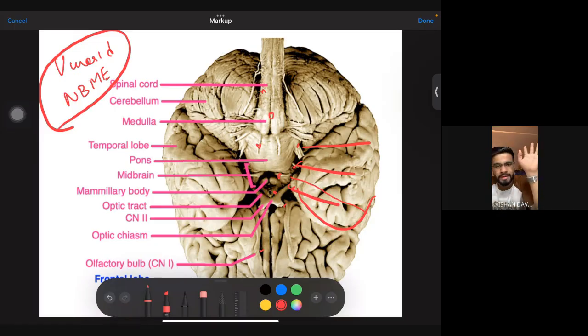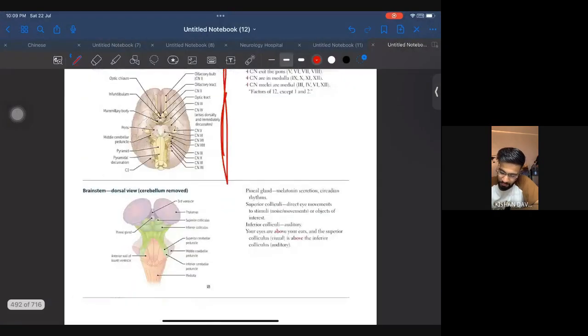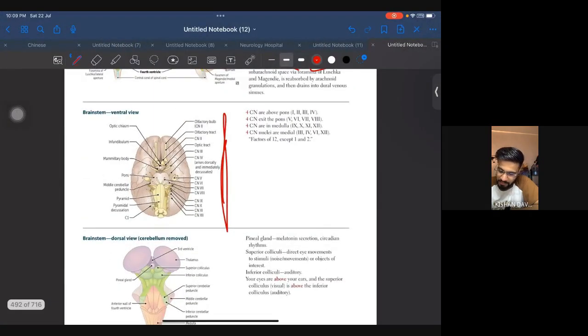Okay, they won't give you any case also. This image, identify the nerve marked in this image. Image ही दे देंगे. Okay, that's it. So cranial nerve, this is what you need to remember. Four cranial nerves are medial, 4 cranial nerves are in the medulla, 4 exit the pons, and 4 are above the pons.